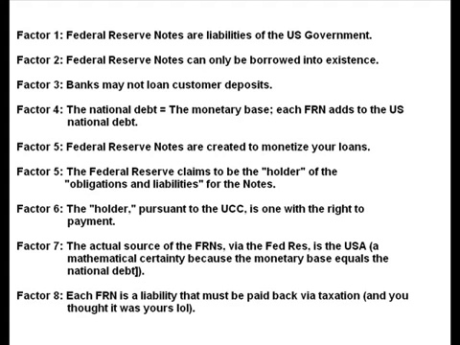A mathematical certainty because the monetary base equals the national debt. When you borrow money, they create Federal Reserve notes. That's added to the monetary base, and there's a corresponding national debt added to it, in addition to the debt you supposedly owe the bank. Factor 8. Each Federal Reserve note is a liability that must be paid back via taxation. And you thought it was yours, huh? LOL. You know, it is kind of funny when you think about it.